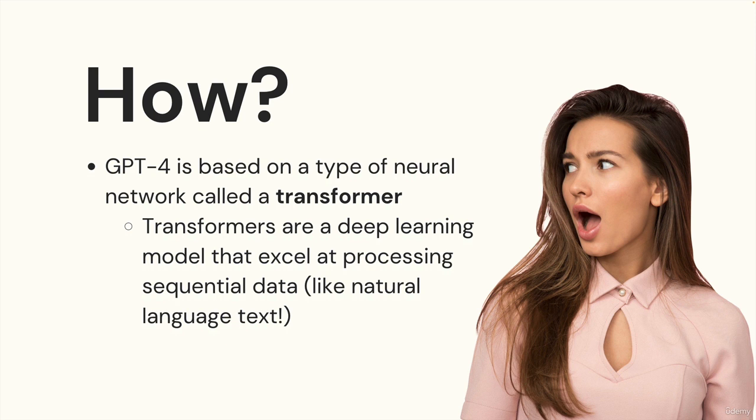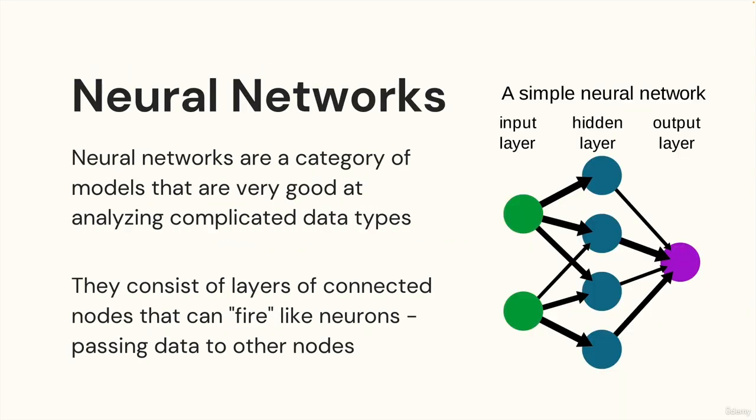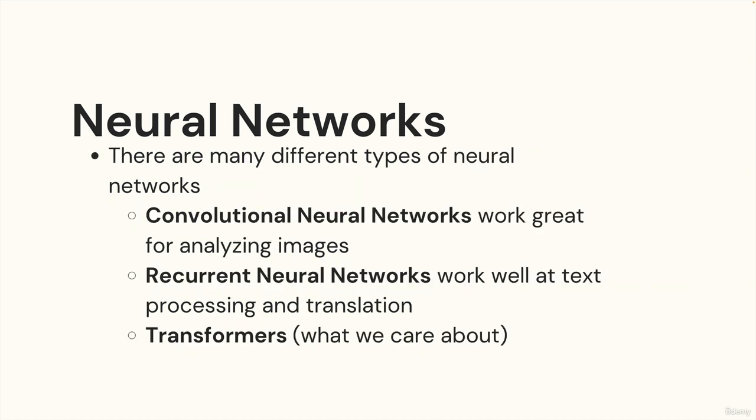So transformers are the type of deep learning model that powers the GPT family of models. Remember, it's GPT, generative pre-trained transformer. And they work really well at processing sequential data, which is most commonly going to be text. A little bit of recap on neural networks. They're a category of models that are very good at analyzing complex data types. And the diagram on the right is an extremely simple neural network diagram, but essentially they consist of a bunch of these connected nodes, little structures that can fire like the neurons in our brains, passing data from one node to the next node, and then eventually to the output layer.